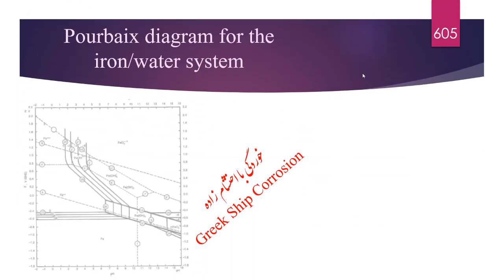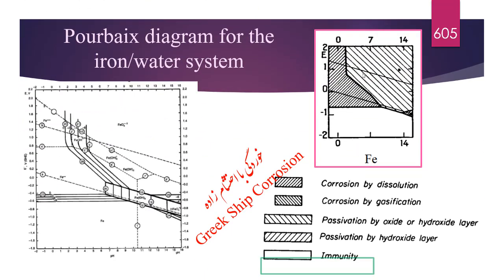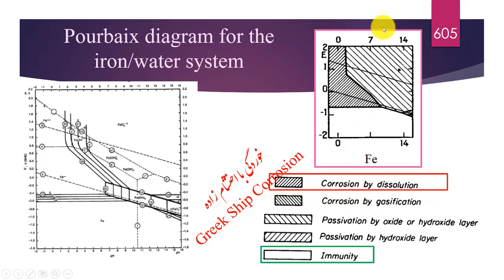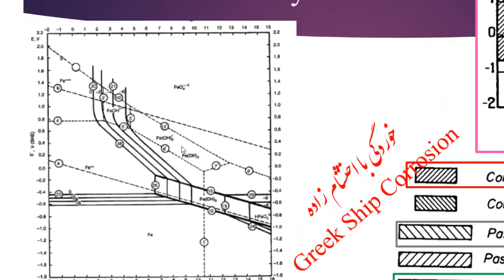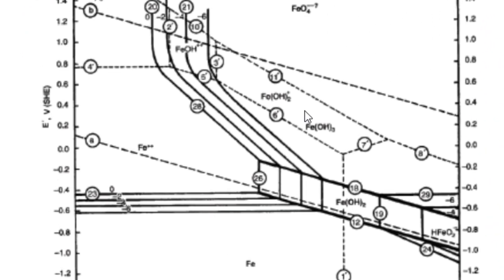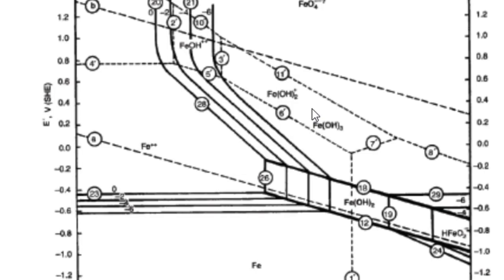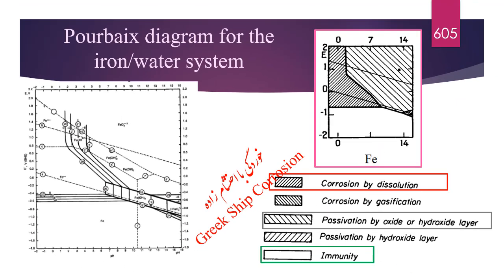Pourbaix diagram for the iron-water system. Immunity region, corrosion by dissolution, passivation by oxide or hydroxide layer. Also, a more detailed diagram for the iron-water system can be seen in this slide.